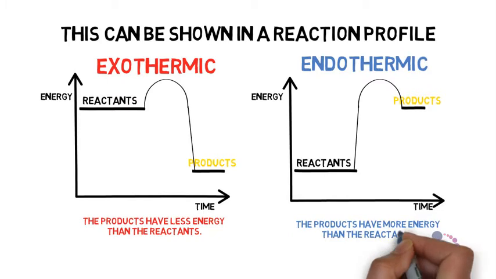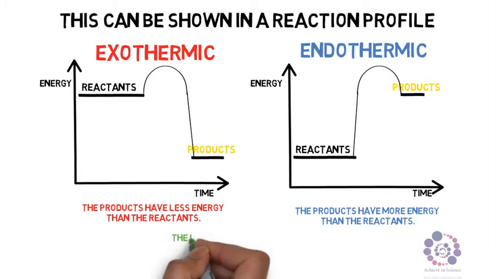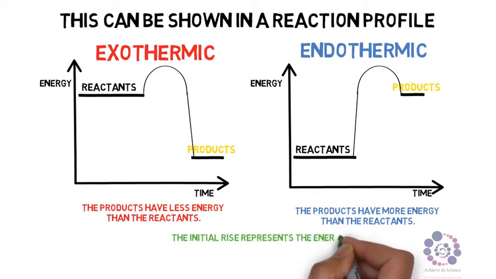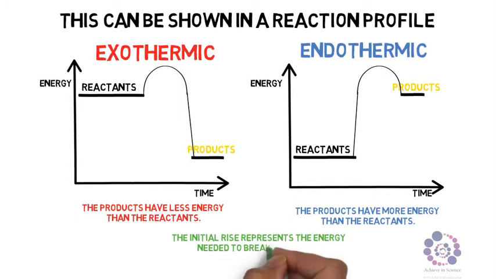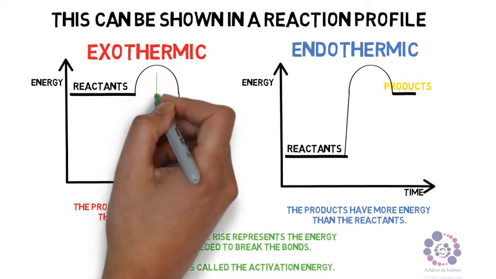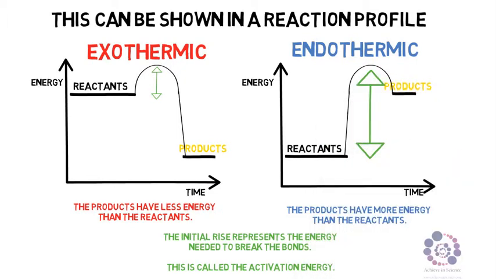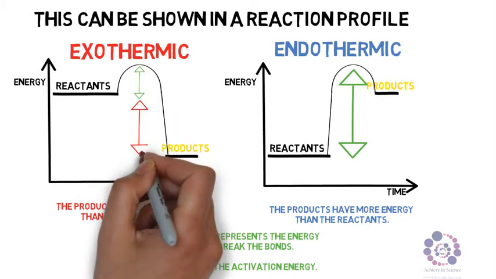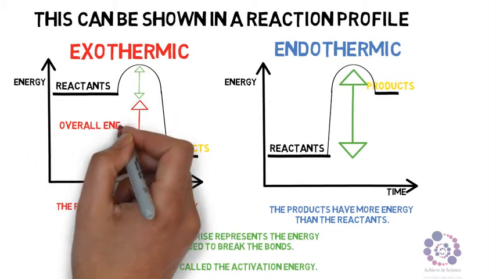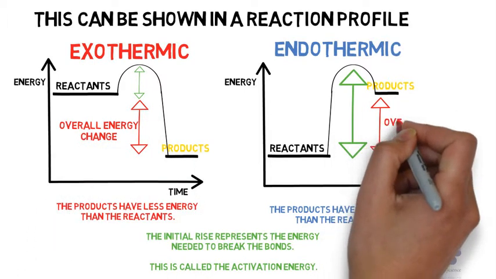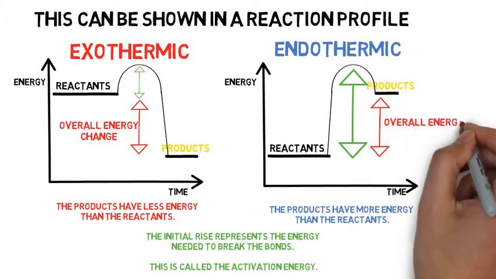Now, in both of these graphs, you'll see that there is a little rise in the amount of energy. The initial rise represents the energy needed to break the bonds. This is important. This is called the activation energy. This can be shown on the graph via an arrow. What else can be shown is the difference, the overall energy change. This is shown by the red arrows on the graphs above. These are two important annotations to be made to these graphs.